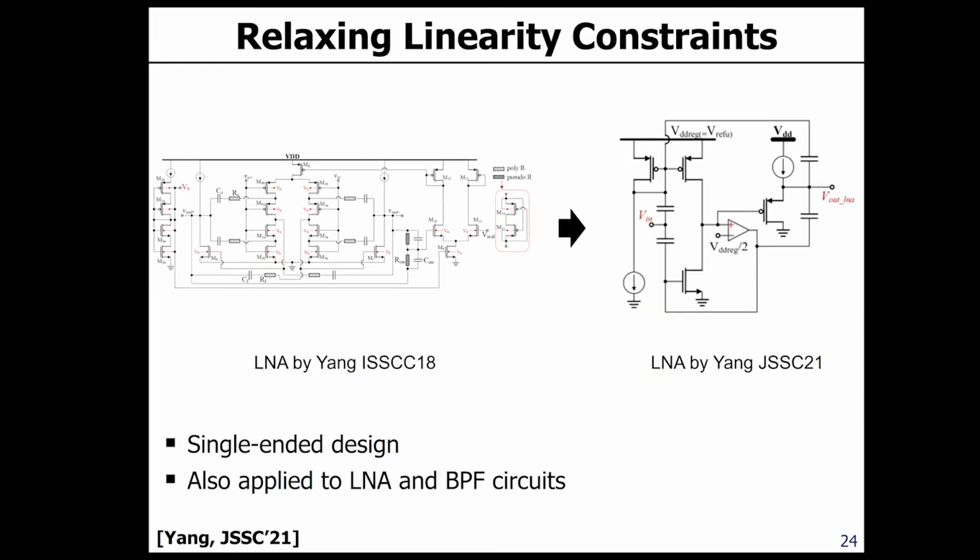Okay, so with this new relaxing, finding what to relax is easy, right? Because you just make the design very poorly. On the left side is the LNA designed by our postdoc, Dr. Minao Yang, and published in ISSCC 2018. There are tons of transistors and tons of components that look like capacitors and also some resistors. They are not real resistors, some are pseudo resistors, some are poly resistors.